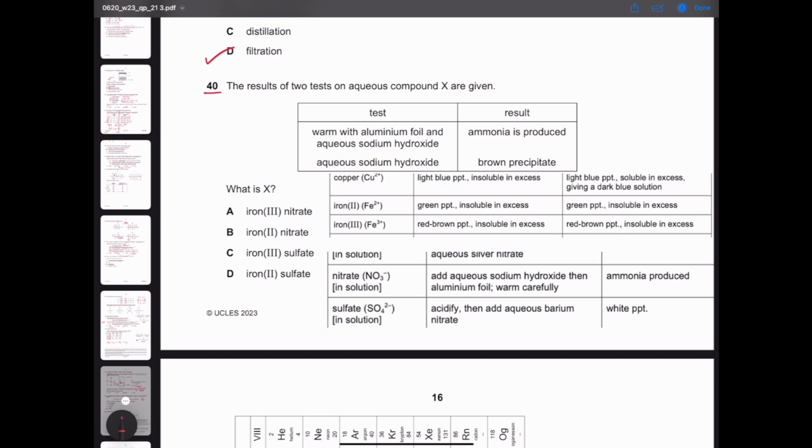Now, question number 40. This is a factual question. You must have done the practical in school, but for this paper 2, you have to remember the observations and which ion shows which color. So I've pasted a few screenshots from the paper 6 salt analysis sheet. The results of two tests on aqueous compound X are given: warm with aluminium foil and aqueous sodium hydroxide. So when you look onto your paper 6 salt analysis sheet, it is clearly written here: add aqueous sodium hydroxide, then add aluminium foil, warm carefully. See, this and this is exactly the same. And result is ammonia produced.